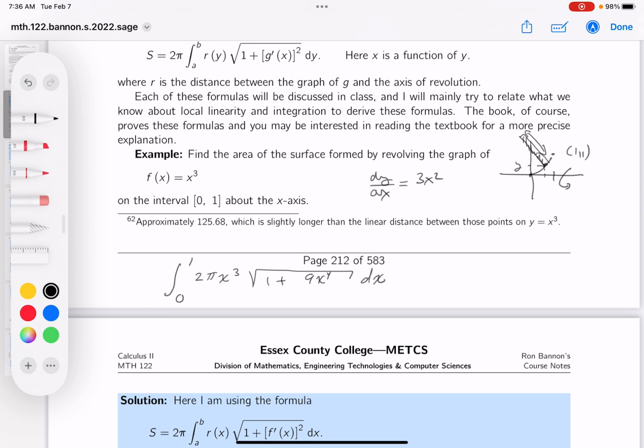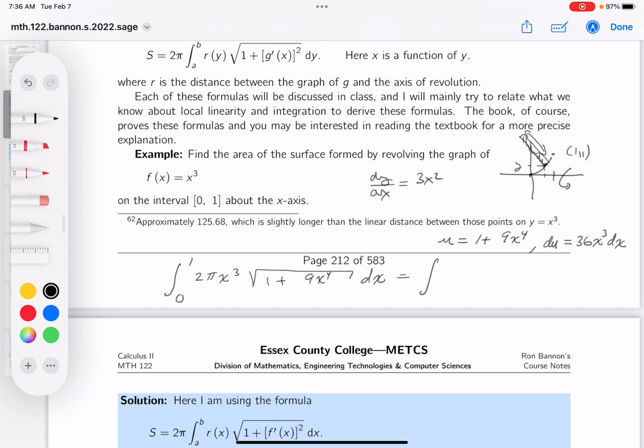Now, this is certainly different than the first one we did. They want me to find the area, all right, the surface area. Now, I think I have the integral for it. Now what I got to do is the integration, all right? What I would probably do is make a substitution. And the substitution I would make is u equals 1 plus 9x to the 4th. And the du would equal 36x cubed dx.